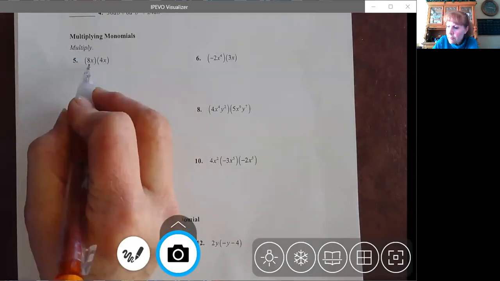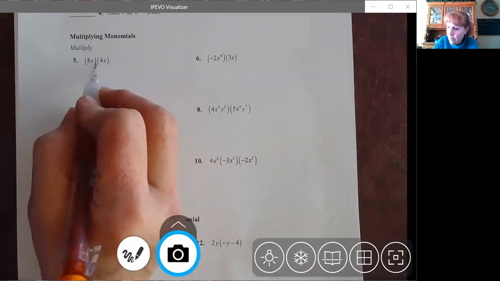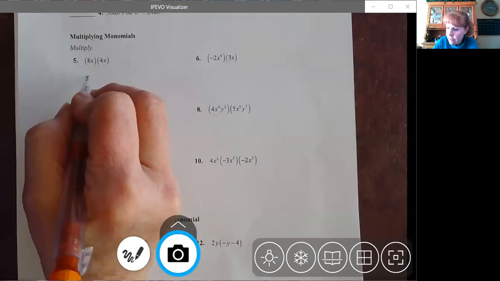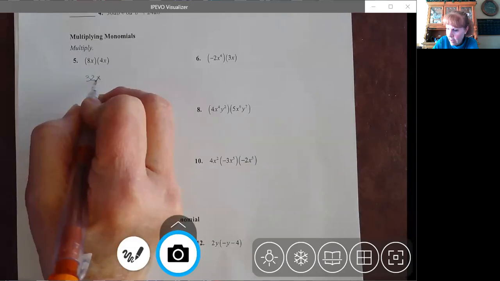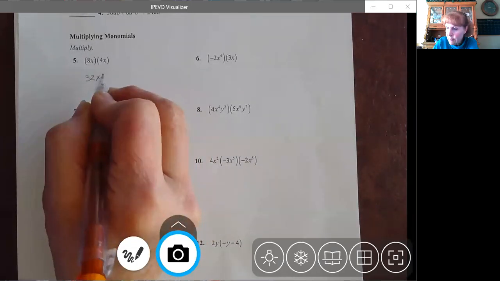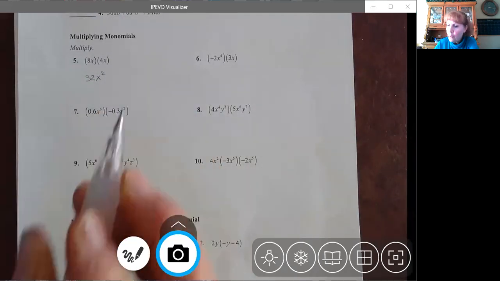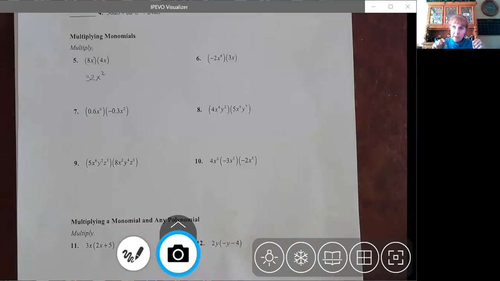All right, when you multiply these two together, you multiply the coefficients. So that gives us 32, and then we have a common base, x, and you add the exponents. 1 plus 1 is 2. Remember that if the exponent's not there, it's a 1. So we multiplied coefficients, and then we add the exponents on our common base, 32x squared.